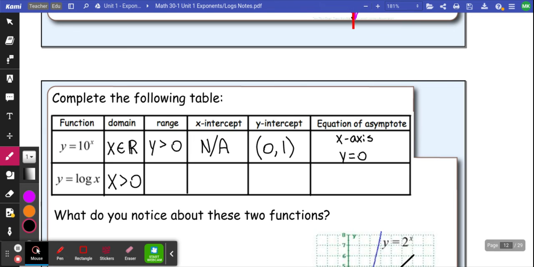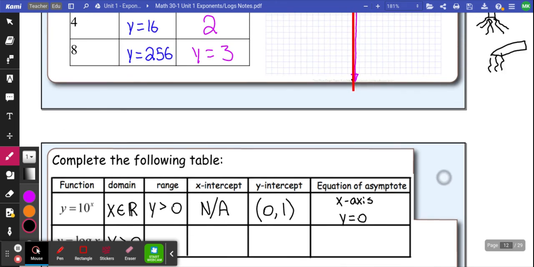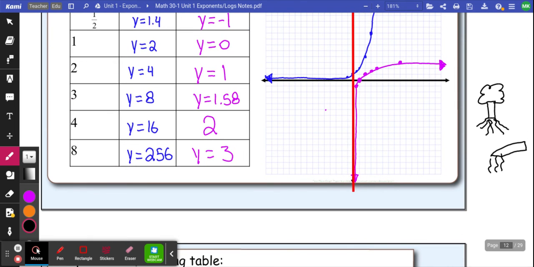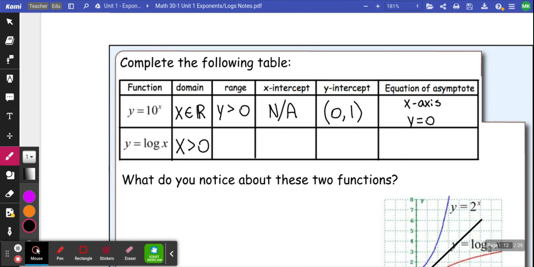For log functions, your range, that's how high a graph goes and how low a graph goes. It goes down forever. That's pretty clear to us. It actually goes up forever too. It is on a bit of an angle. So if you kept zooming out and looking at more of this graph, it is going up. Just very, very slowly. But it is going up, meaning that this range is all real numbers, y is an element of the reals.